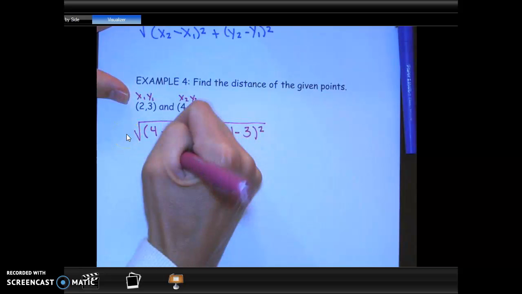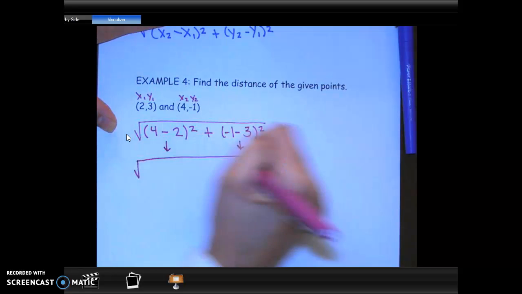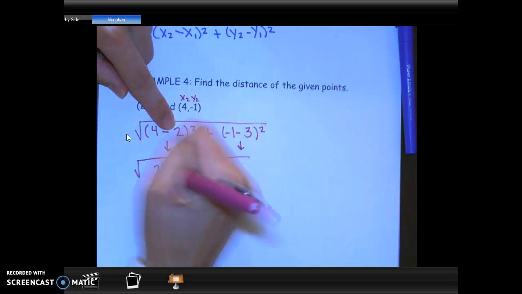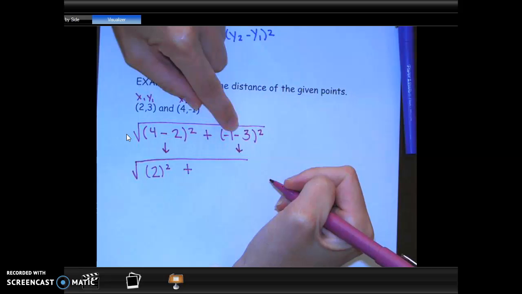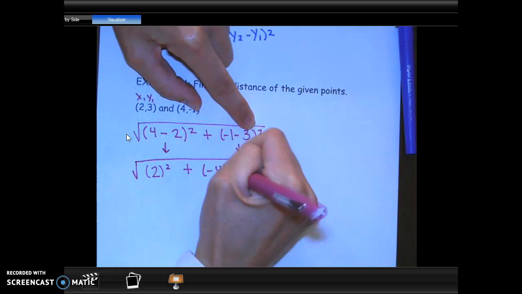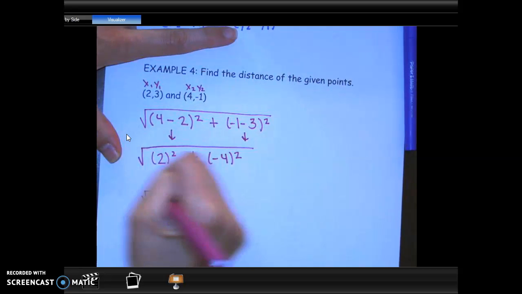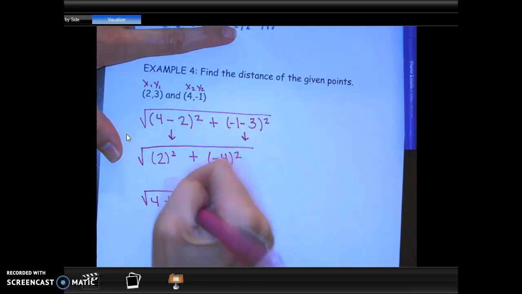So here we go. Using our parentheses first. That's what we're going to do. And do not forget that square root is still there. So 4 minus 2 is 2 squared plus negative 1 minus 3 is negative 4 squared. Now let's square them. So 2 squared is 4 plus negative 4 squared, which is 16.